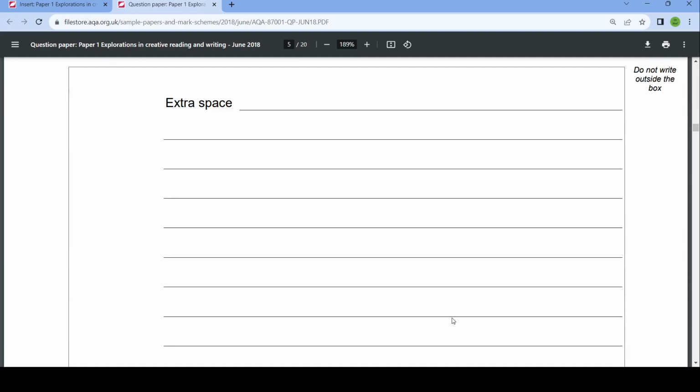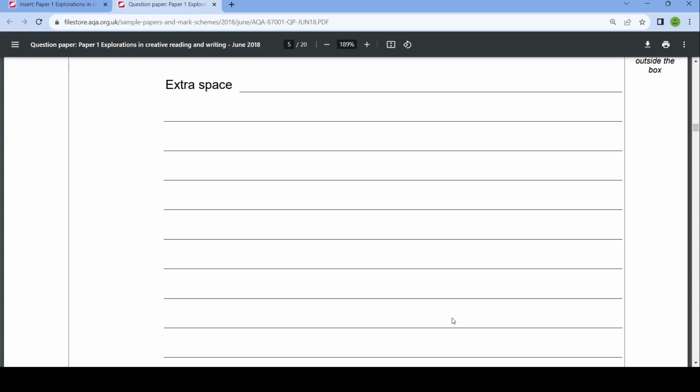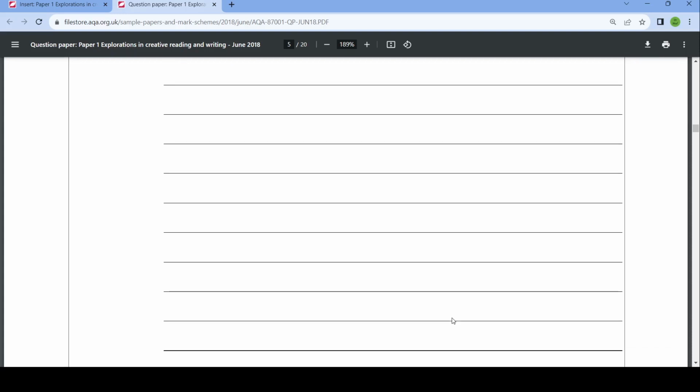So remember, they do give you a lot of space, but that's only so that if you mess it up, you've got extra space there. It doesn't mean that you have to use all this space. For question 2, 8 marks, you just need two or three short paragraphs.